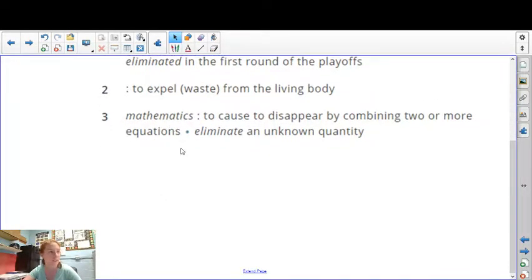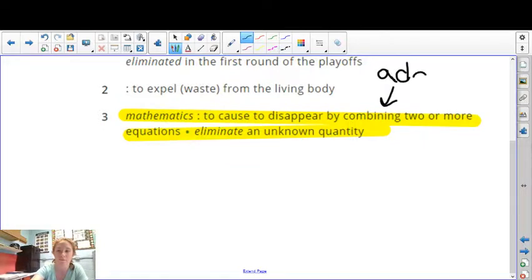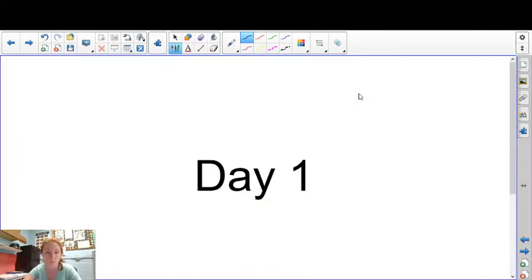And that third one is the one that I like the most: to cause to disappear by combining two or more equations. This is what we are going to talk about today. To cause to disappear by combining, and we're just going to use combining. We put things together, right? I'm combining the amount of things on my desk in my hand. I'm picking it all up, and I'm doing that with addition. So we're going to do some adding. Okay, day 1.